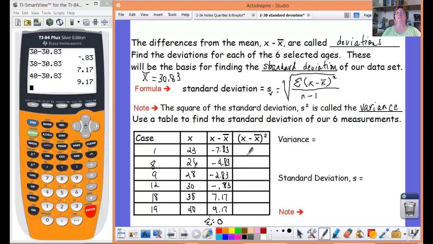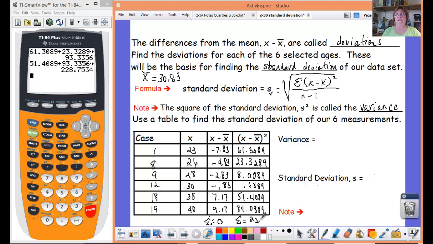So I'm going to ask you to pause the video, take each of these deviations, square it. When you are finished, sum, and then finally we will take the square root to find the standard deviation. I have a sum of 228.7534 because I carried all my precision. That is my sum, and I'm close to finding a standard deviation, but I'm not quite there.